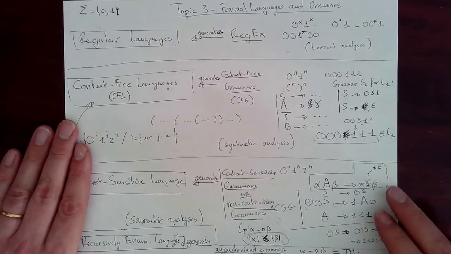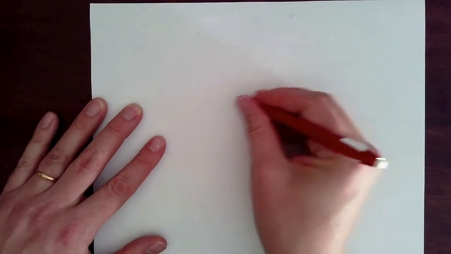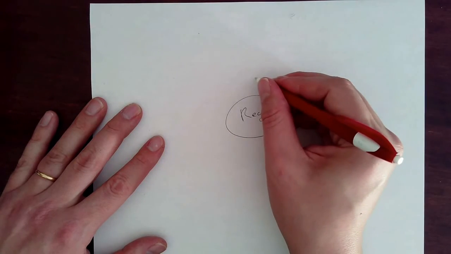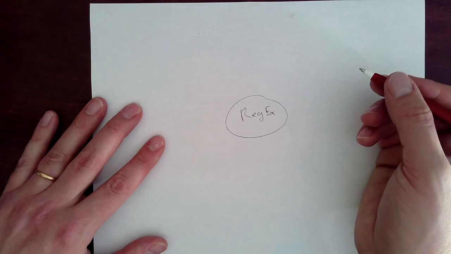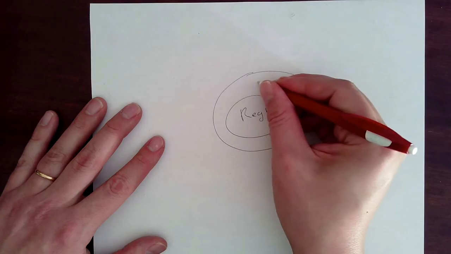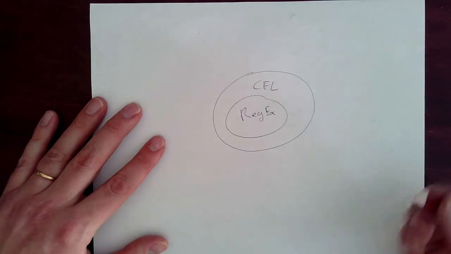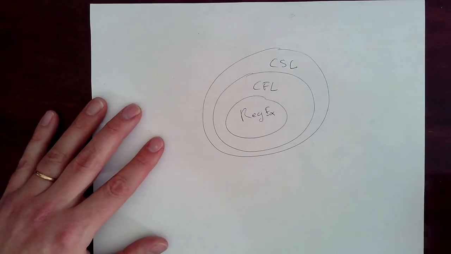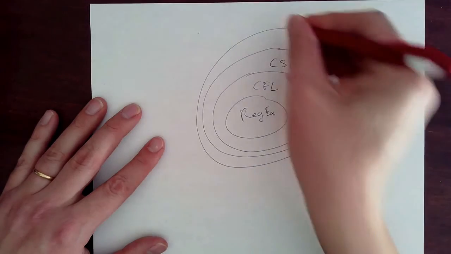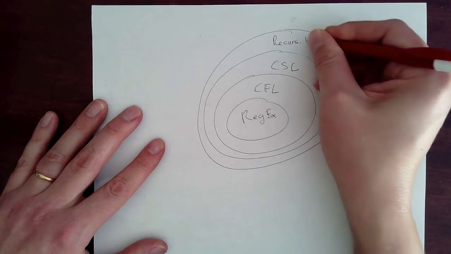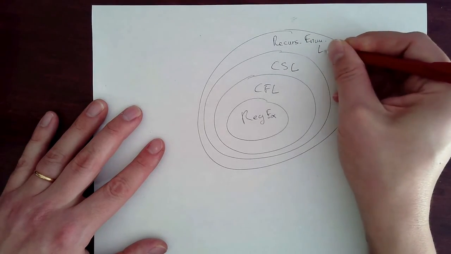Okay, so that's it. Finally, last point, I'd just like to point out that, of course, I've alluded to this, but all the regular expressions are, of course, also context-free languages, right? And all the context-free languages are also context-sensitive languages. And all the context-sensitive languages are recursively enumerable languages.